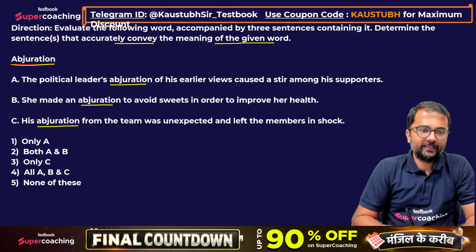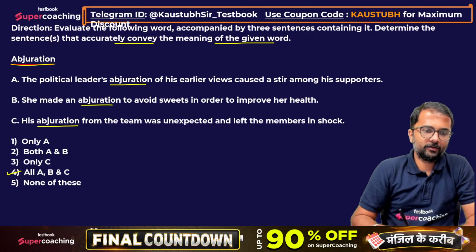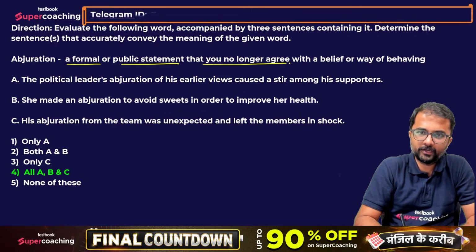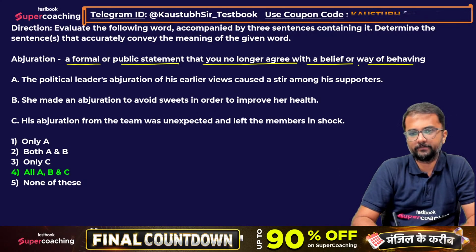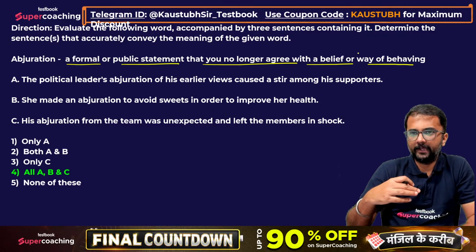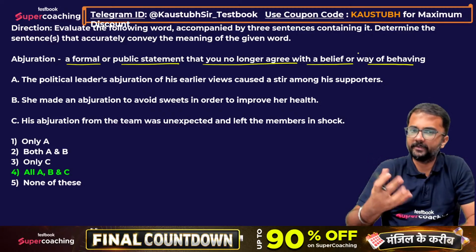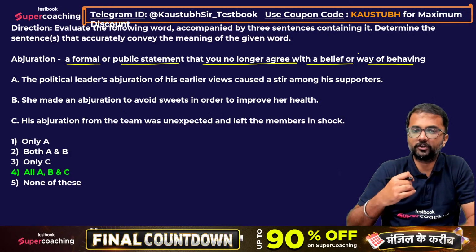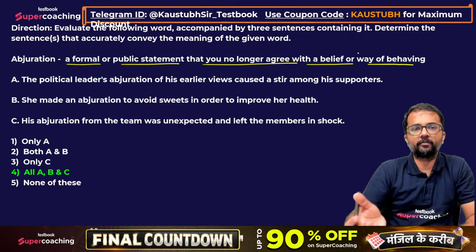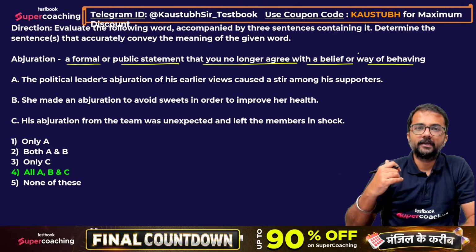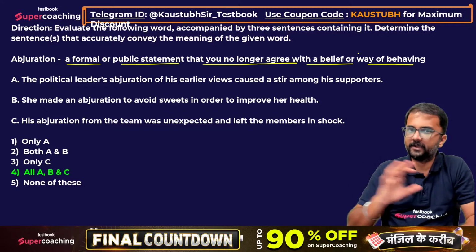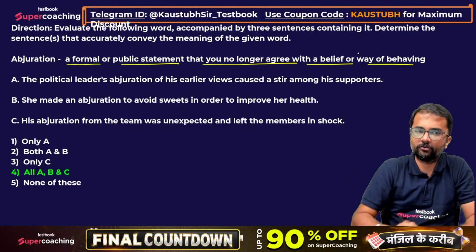Okay. So I think the right answer is option number 4, because abjuration means a formal or public statement that you no longer agree with a belief or a way of behaving. Initially, you agreed to some particular way of behaving or some belief, but now you have grown out of it. You do not follow it anymore. You do not support it anymore. You do not agree with that anymore. So you issue a formal public statement. This is my abjuration towards a particular lifestyle, towards a particular ideology. इसके बाद मैं कभी ये lifestyle या ideology अपने life में follow नहीं करूँ.